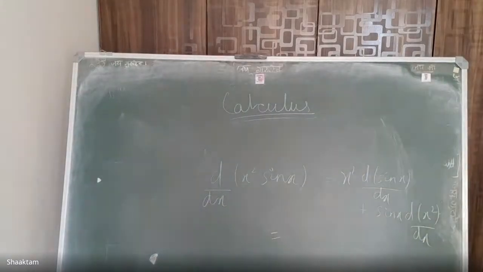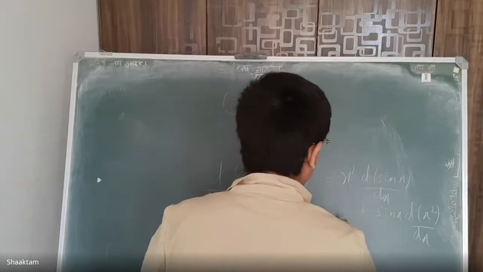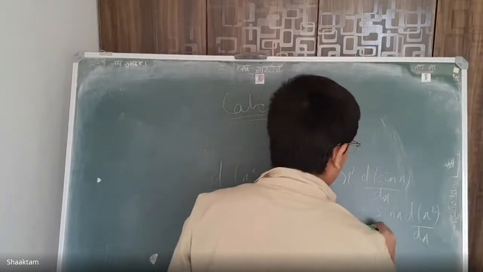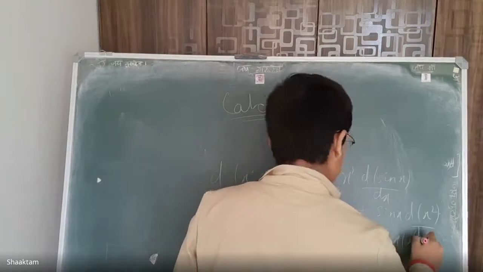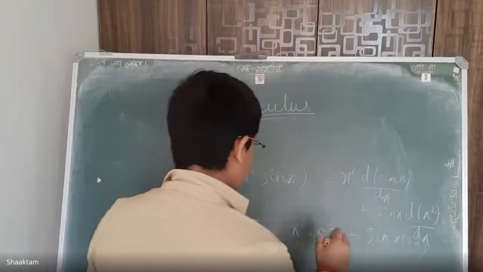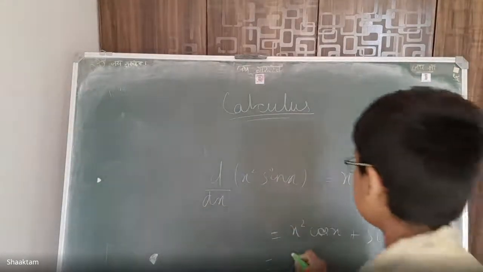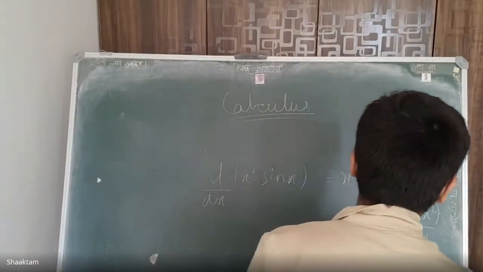Now d by dx of sine x is cos x. So the first part will be x square cos x. The second part will be sine x into 2x. So x square cos x plus 2x sine x.